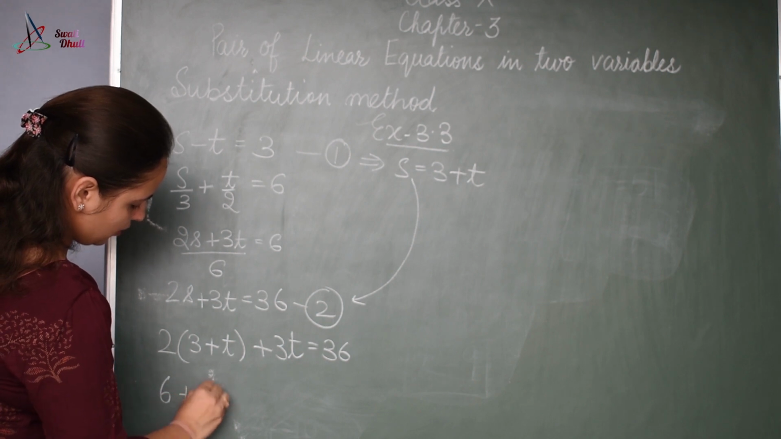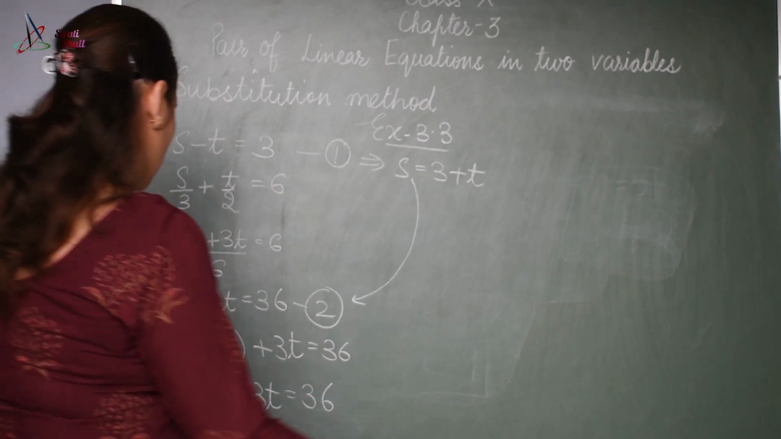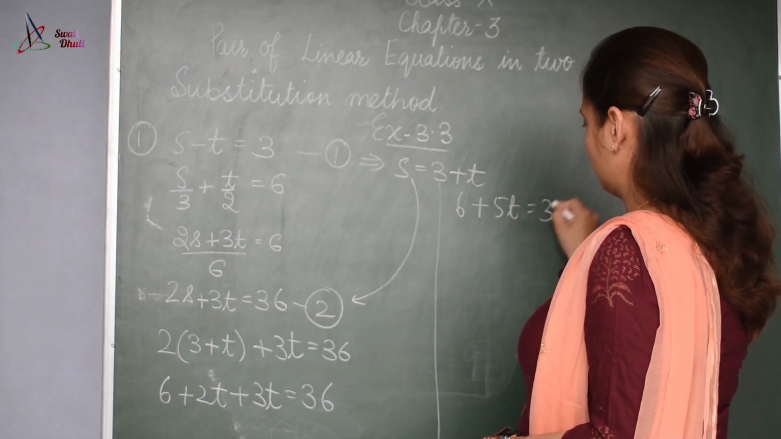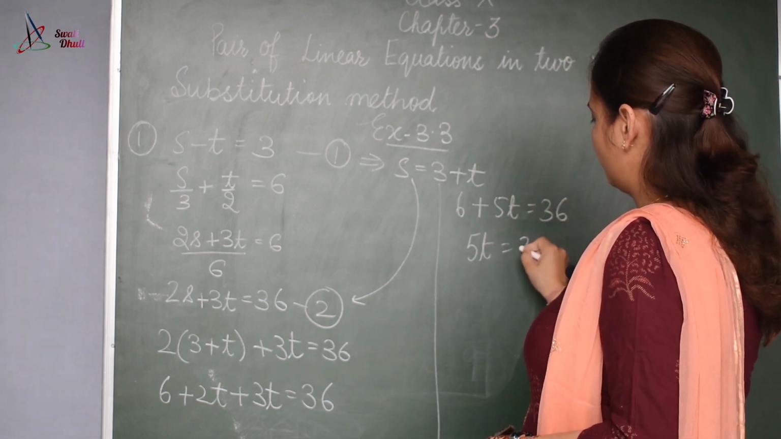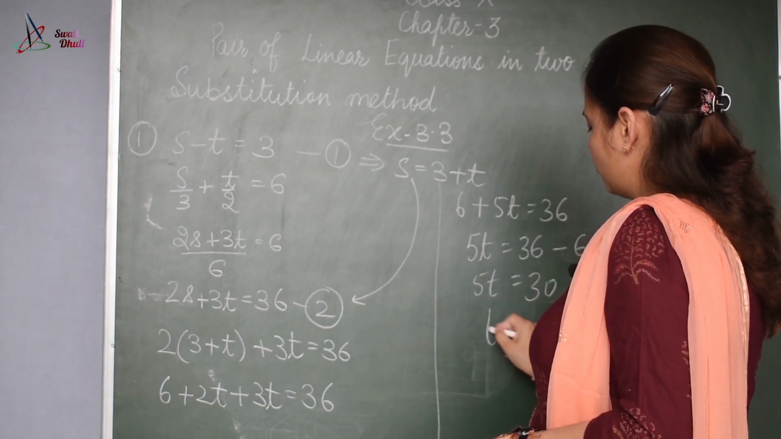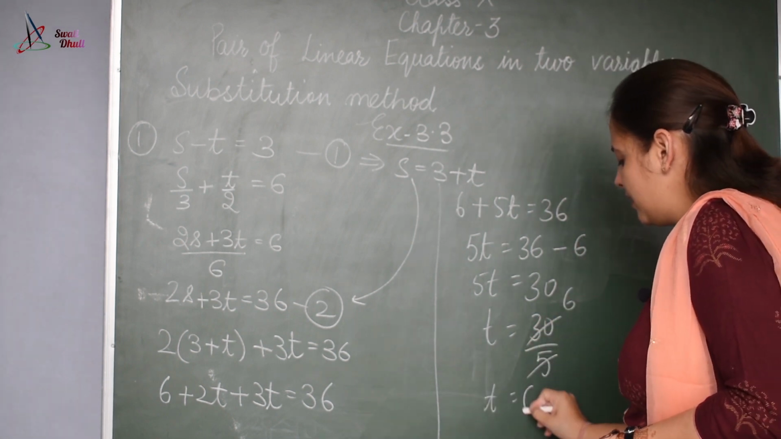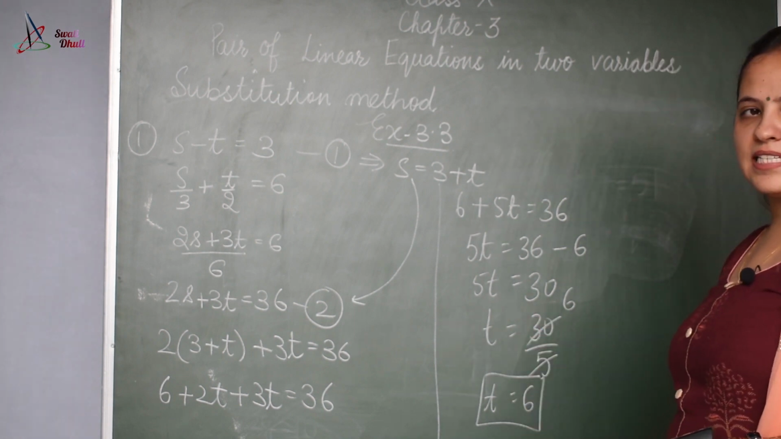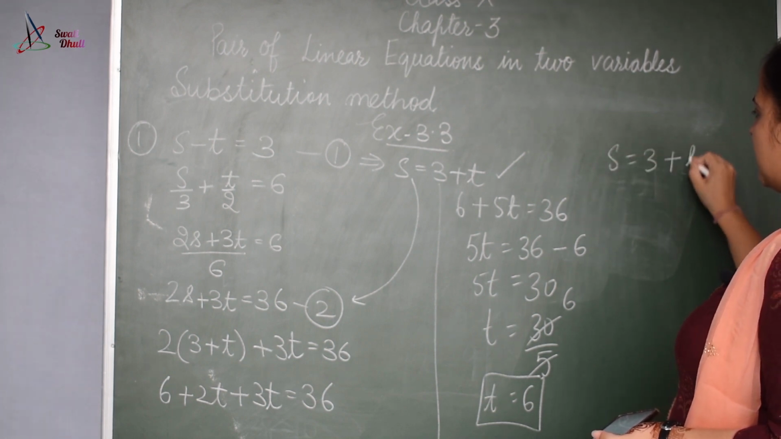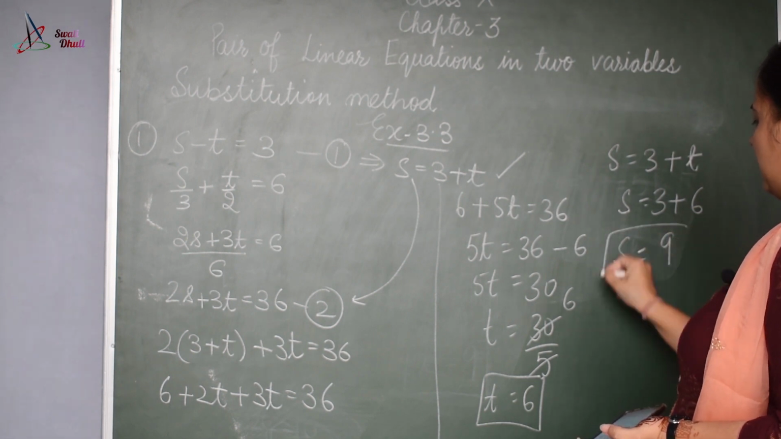Now 6 plus 2t plus 3t is equal to 36. Now what you will get here? 6 plus 5t is equal to 36. 5t is equal to 36 minus 6. So 5t is equal to 30. So t is equal to 30 by 5. Cancel it. t will be 6. Now you have got the value of t as 6. Now substitute in this equation. So s is equal to 3 plus t. So s is equal to 3 plus 6. That is, s is equal to 9.